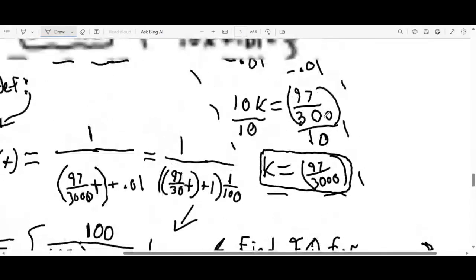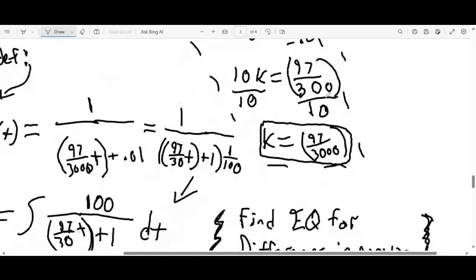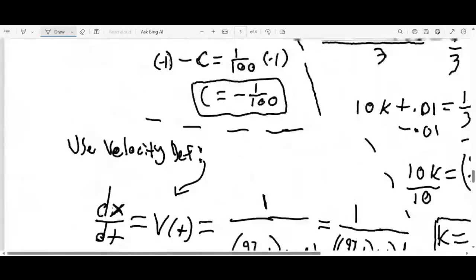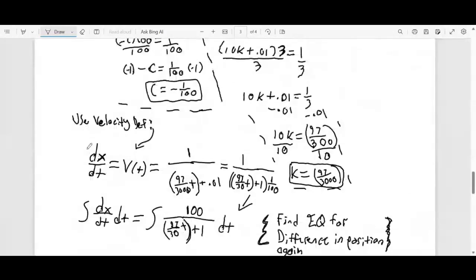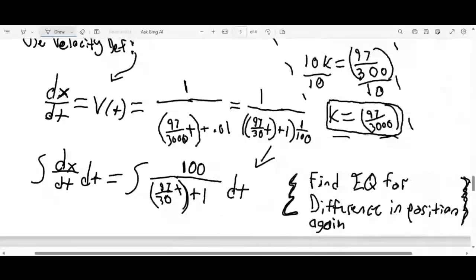Then you have 10k is equal to 9 over 300. Divide by 10 on both sides, you have your k. If you simplify this, keep change flip, you have k is equal to 91 over 3000. And we have both our constants once more, and we just gotta rinse and repeat.